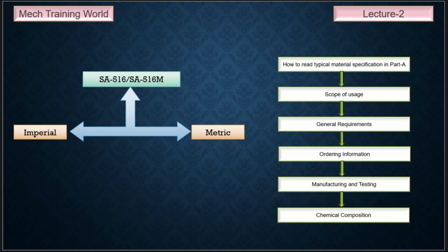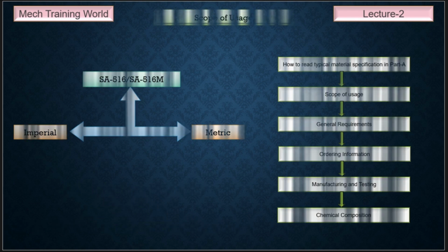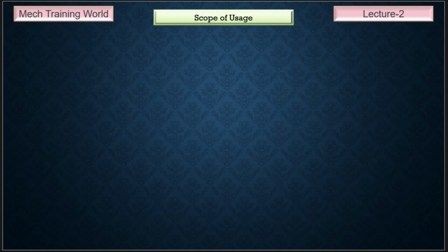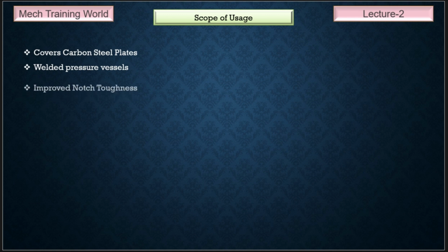If you have your code book, let's open the code book while listening to the lecture. Let's see what is there in the scope of usage. The scope of usage is defined in clause 1 and it covers that the material is a carbon steel plate designed for welded pressure vessels. This carbon steel plate is suitable for low and moderate temperatures, and it has improved notch toughness.